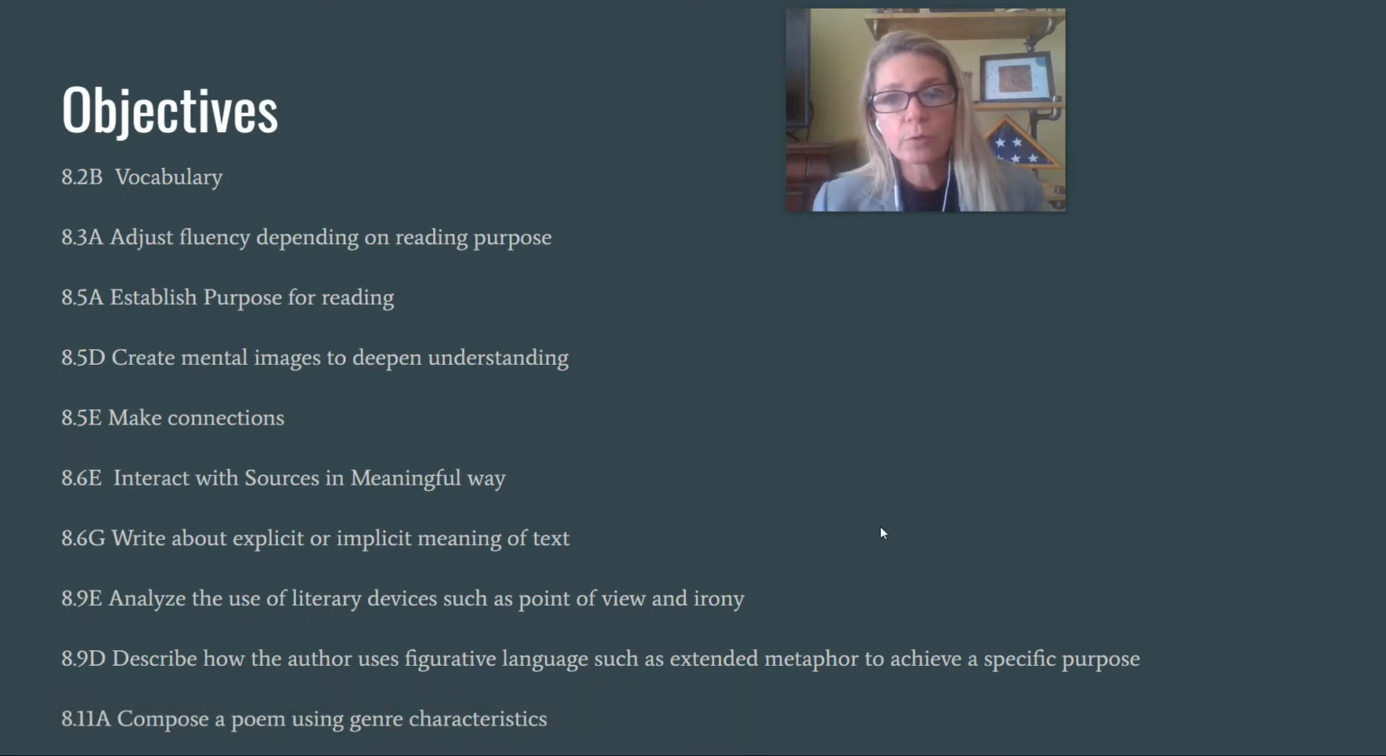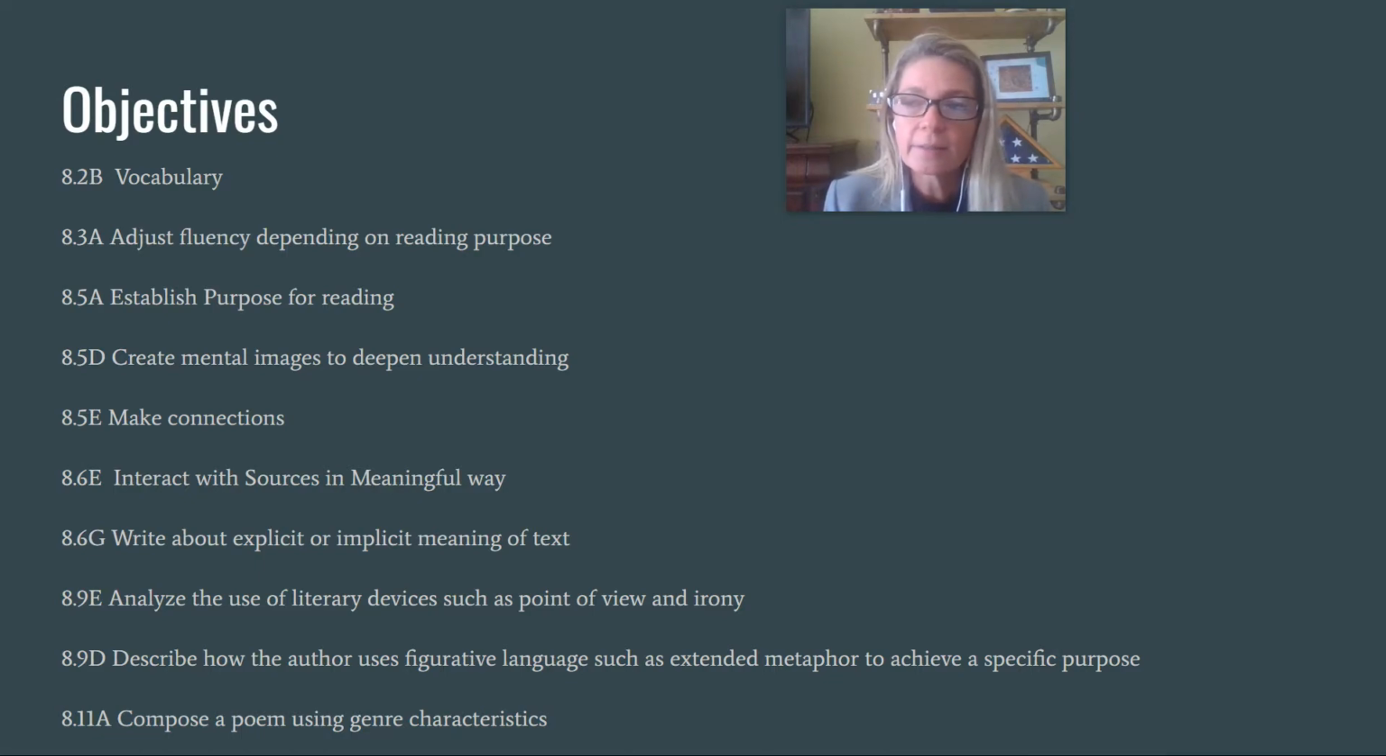Your objectives for this week, it looks like a lot, but they're very, very interconnected, and you have a whole week to get through them. We always go through vocabulary, so you'll be reinforcing vocabulary that you already learned, and hopefully learning a couple of new words this week as well. You'll be adjusting your fluency, like your reading rate, depending on your purpose, and also the genre.